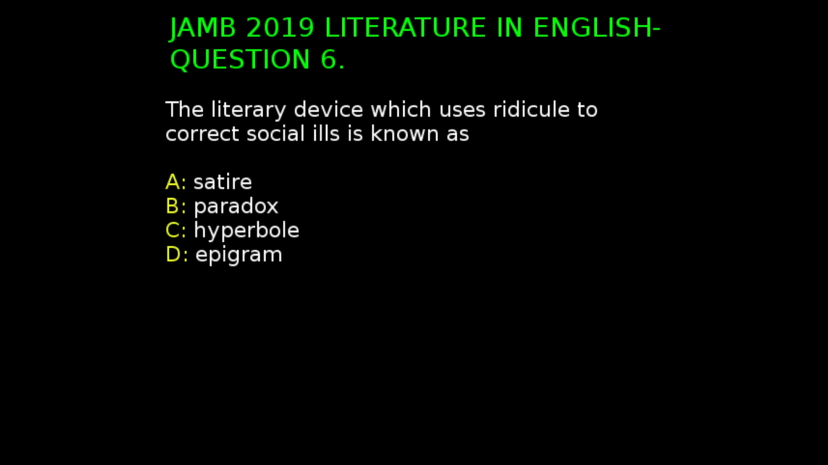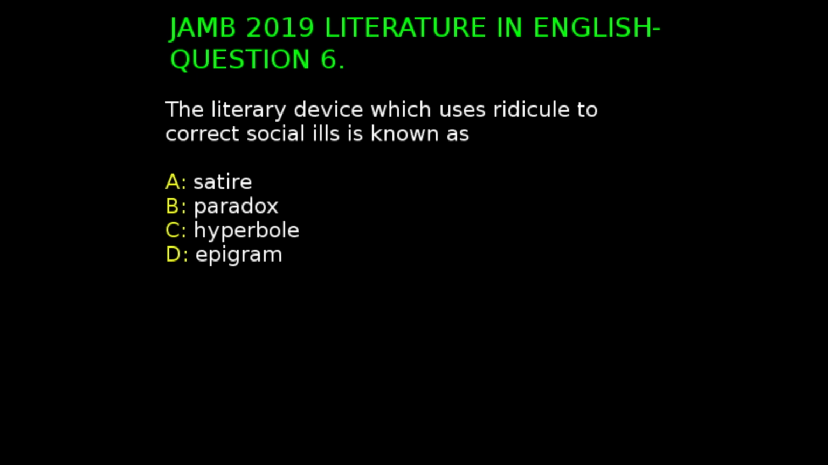The question says, the literary device which uses ridicule to correct social ills is known as option A. Satire, option B. Paradox, C. Hyperbole, and D. Epigram. To understand and select the correct answer to this question, I would like to first of all define the four options.